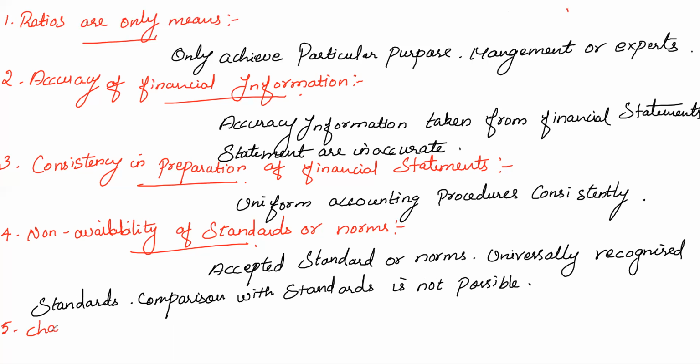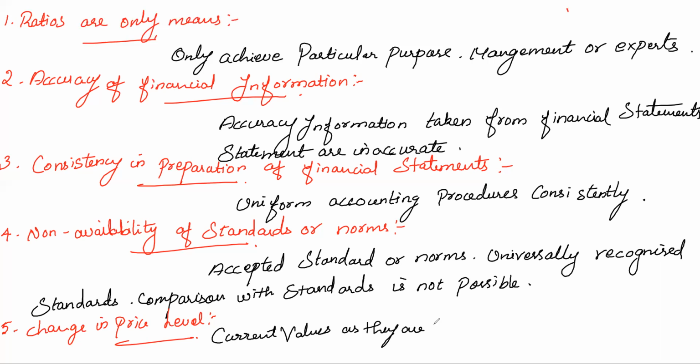Then fifth one is change in price level. The ratio analysis may not reflect the price level changes and current values as they are calculated based on historical data given in the financial statements. That's all. Okay, Amma. So these are our limitations.